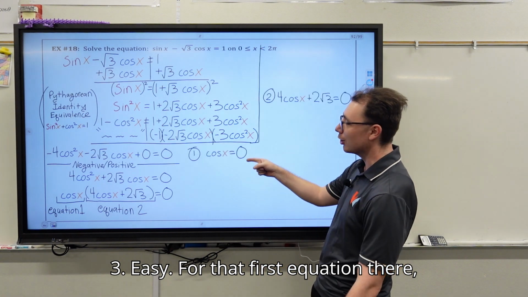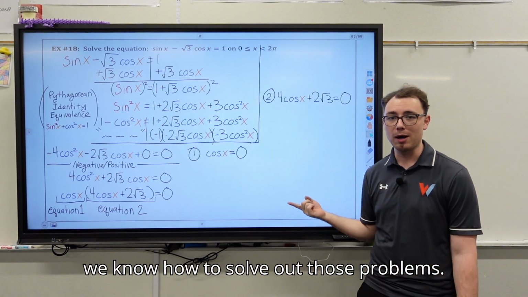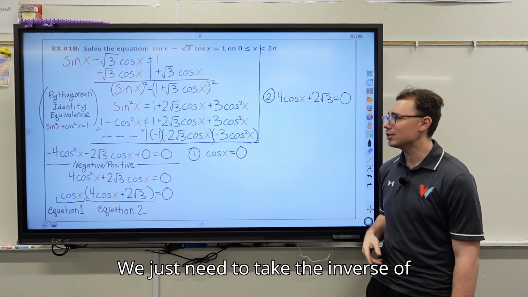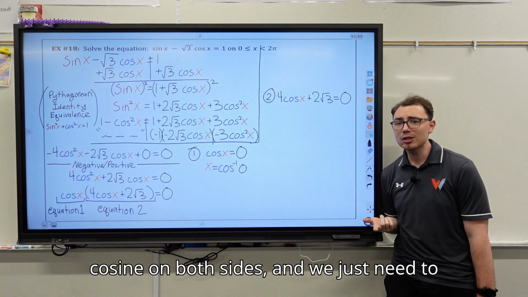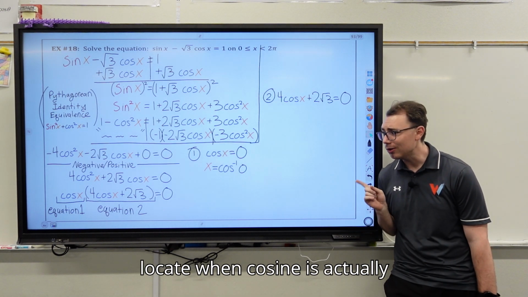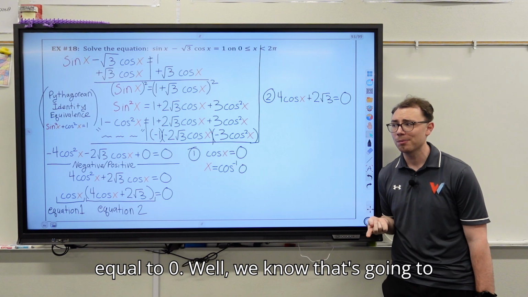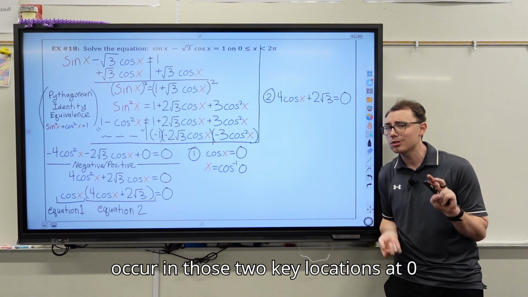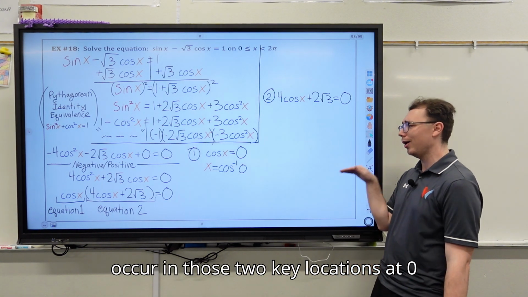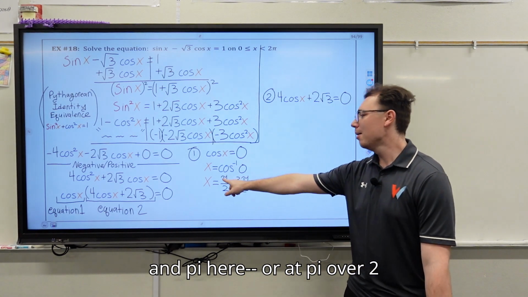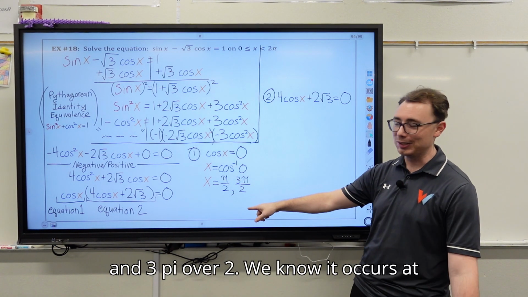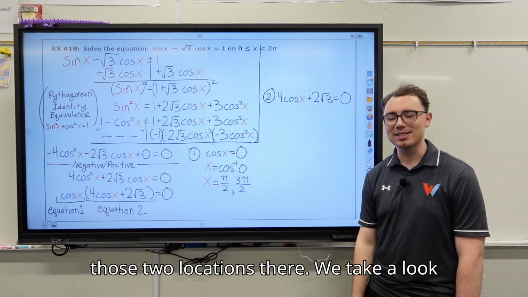Easy. For that first equation there, we know how to solve out those problems. We just need to take the inverse of cosine on both sides, and we just need to locate when cosine is actually equal to 0. Well, we know that's going to occur in those 2 key locations at pi over 2 and 3 pi over 2. We know it occurs at those 2 locations there.